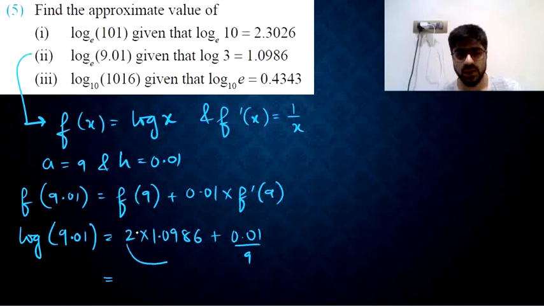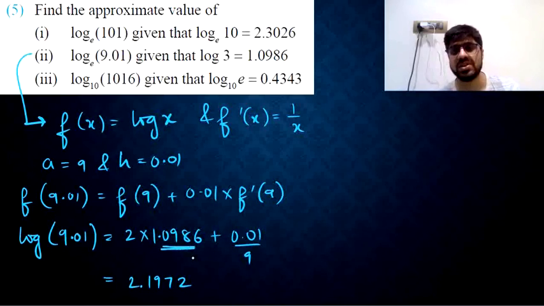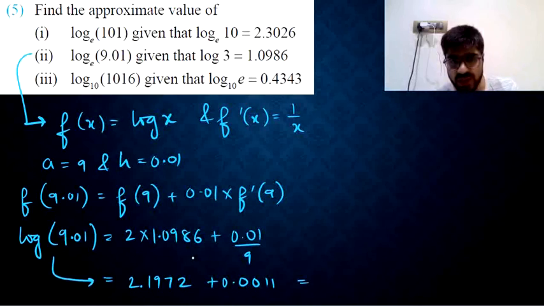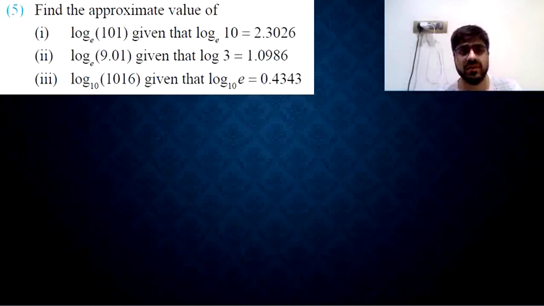Let's try to evaluate this. 2 into 6, that should be 12, carry 1. 2 into 8 is 16 and 1, 17, carry 1. 2 into 9 is 18 and 1, giving you a 19. So we have 2.1972 as the value for the first term, plus we have 0.00, and a 1 will keep recurring. So I'll take two ones in this number, and I'll chop off the remaining numbers. So the approximate value for log of 9.01 is the addition of these numbers. That will be 2.1983. Yeah, that's how we are answering the second question, and with that we go ahead with the third one.